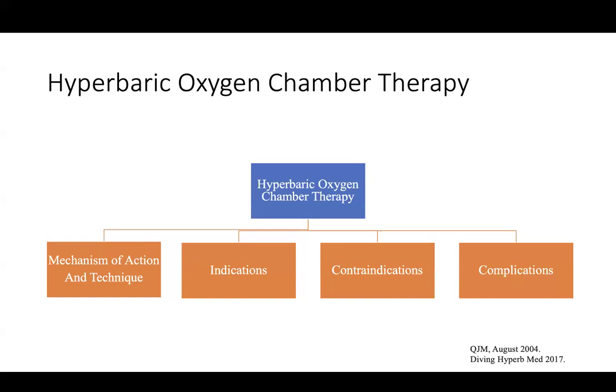And the third one is antagonism of carbon monoxide. Usually, carbon monoxide has a higher affinity, 200 to 250 times greater than that of oxygen. And in a hyperbaric chamber, the half-life of CO, which is 4 to 6 hours, is reduced to nearly 40 minutes in case of a 100% HBO chamber.